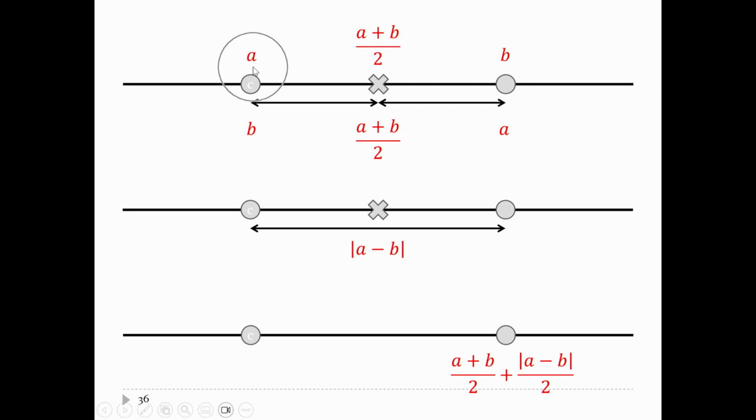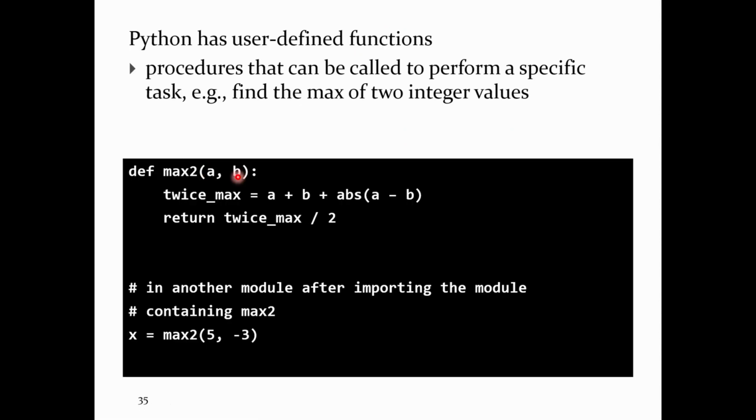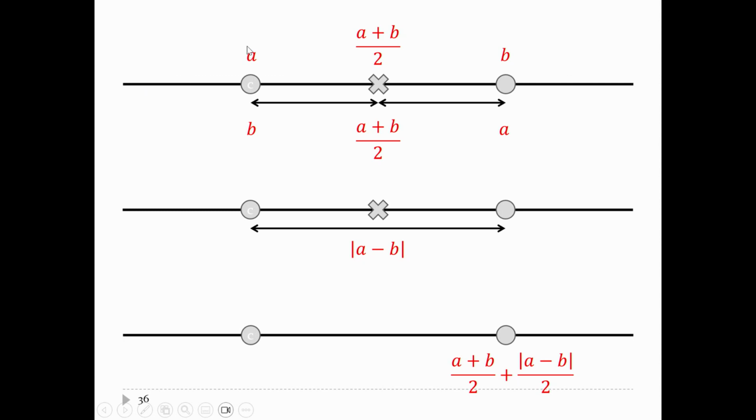I don't know what order the caller is passing in A and B. So A might be the minimum, it might be the maximum. In this case, A is the minimum. In this case, A is the maximum. On the bottom, we've got A and B flipped around. It doesn't matter which case you're in. The midpoint is just the average of the two values, so it's A plus B divided by 2.